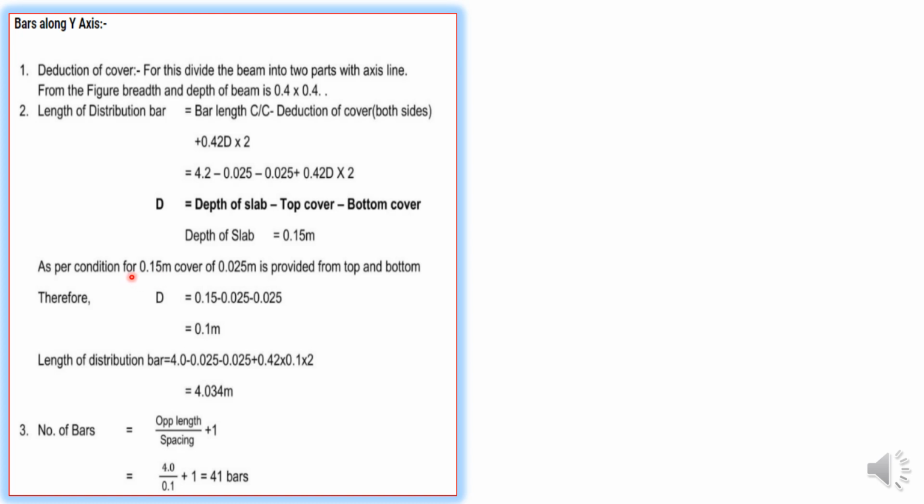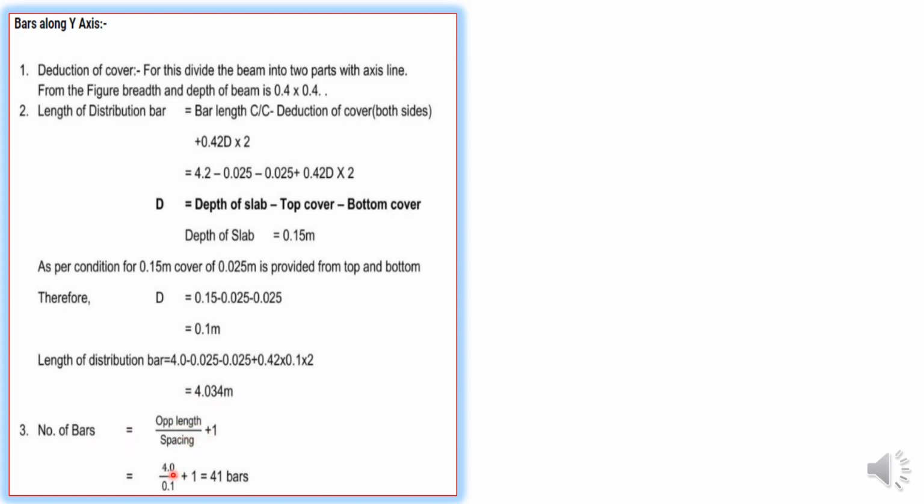As per condition, for 0.15 meter depth, 0.025 meter cover is provided at top and bottom. Therefore, D is equal to 0.15 minus 0.025 minus 0.025, which is equal to 0.1 meter. Length of the distribution bar is 4 minus 0.025 minus 0.025 plus 0.42 into 0.1 into 2, that makes 4.034 meter.